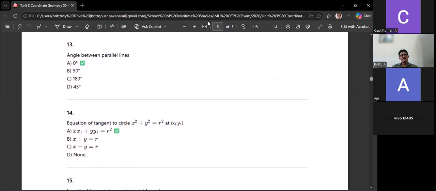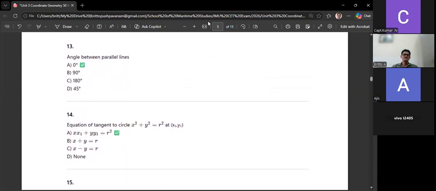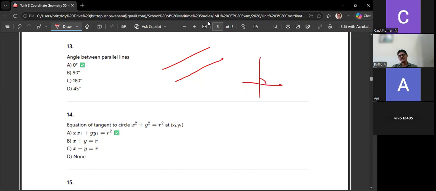Now, question number 13. What is the angle between two parallel lines? I told you what parallel lines are, right? Two parallel lines never intersect. An angle is cut when two lines intersect. Since two parallel lines never intersect, the angle is zero.